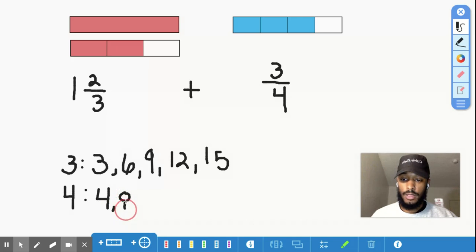So I'm going to say 4, 8. That 8 is falling over. It needs some milk. And 12. Oh, that 2 could definitely use some milk.